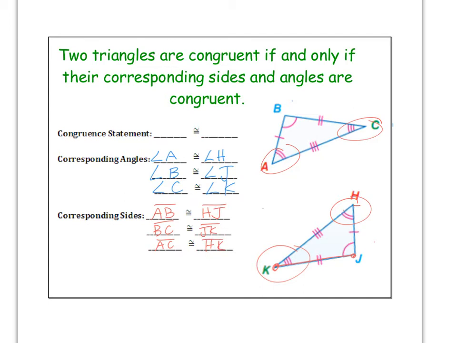Now, since all of the corresponding sides were congruent and all of the corresponding angles were congruent, then we can say the triangles are congruent. So we can say something like triangle ABC is congruent to, and now we have to list them in matching order. So what matches up with A? H. What matches up with B? J. And then K is our last letter. So that is our congruence statement. Triangle ABC is congruent to triangle HJK.